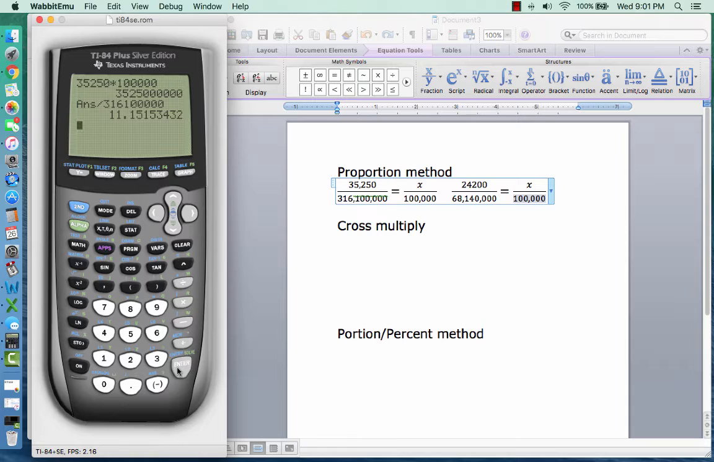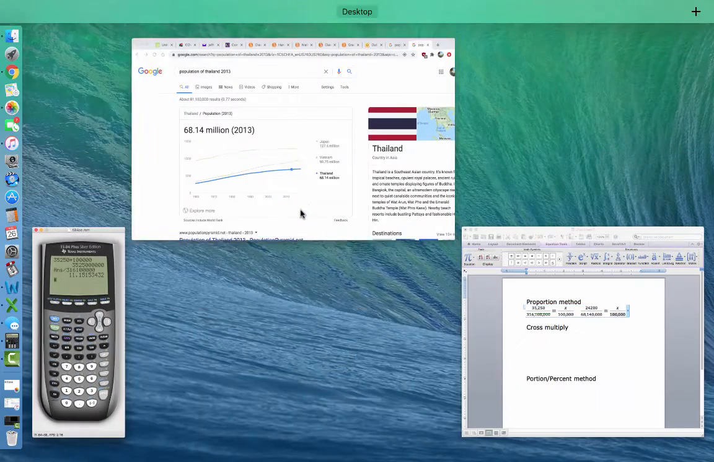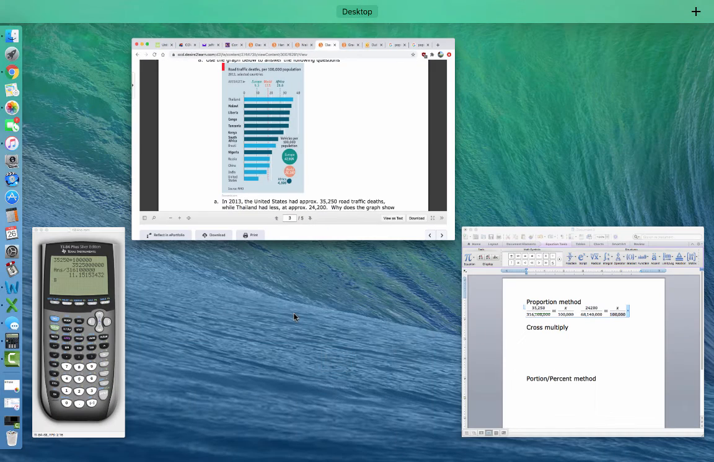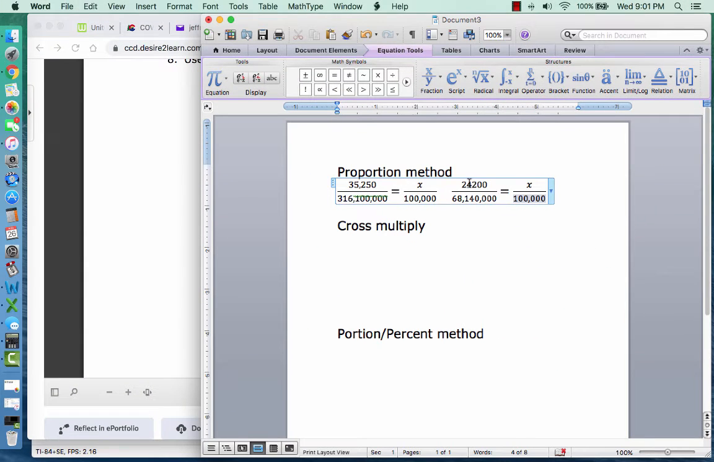And it shows 11.15. Now let's see how closely that matches the graph, because I actually just looked these numbers up on Google for the population. So let's see how close it is. Yeah, there it is right there. The United States is right at 11 something. Okay. Now, let's do the same thing for Thailand. They have 24,000 total accidents, but their population is only 68 million. So let's see how that comes out to be as a number per 100,000.